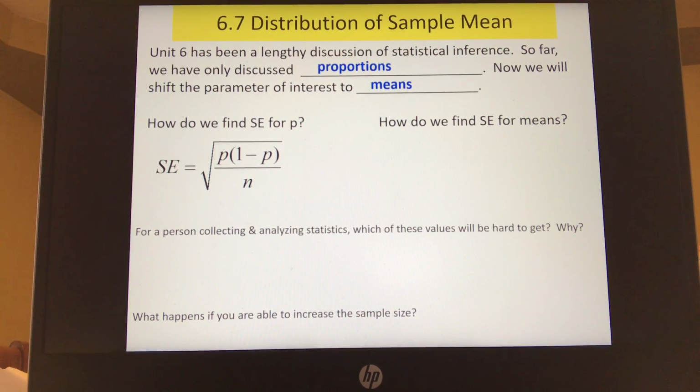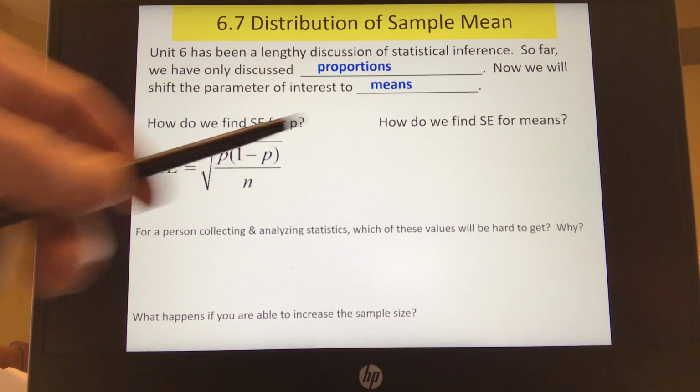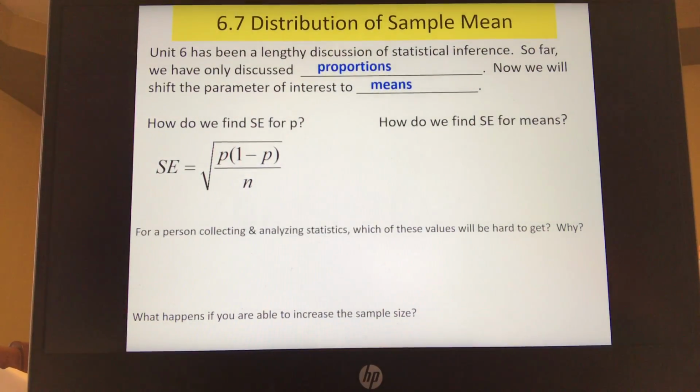It's still got a square root in it, still got an n in it, but you can't have a p, because if you're talking about means, you're talking about x bar or mu in some way, shape, or form. So there has to be something different. So here's what it looks like. It's very similar in terms of the square root going on here. And this is one format, but I could write this in a different format. So you get sigma, which is your standard deviation of the entire sample, divided by your sample size, square rooted. That's the idea.